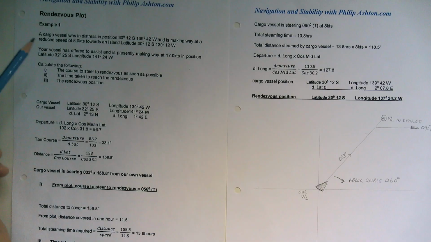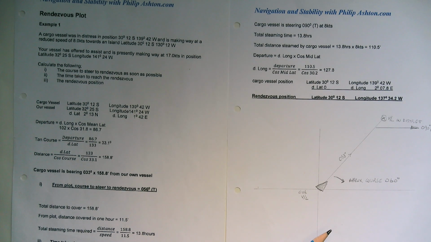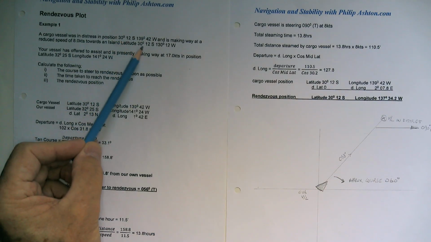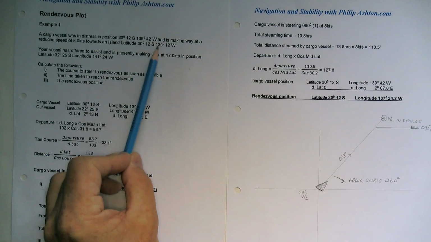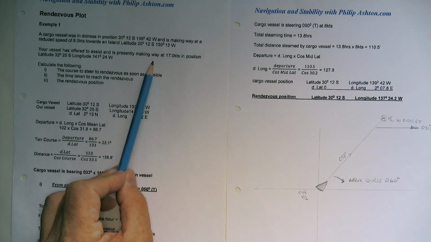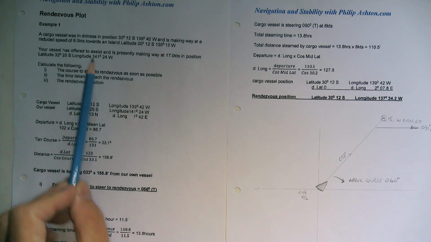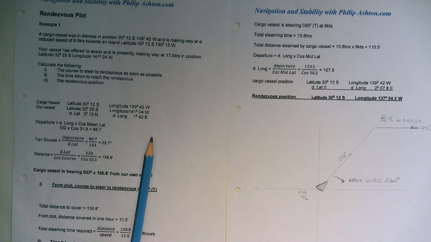Anyway, our cargo vessel in distress position is given, and it's making way at 8 knots to the position here. Now, because we've not been given the course of the vessel in distress, which we need, if we look at the latitude, we can see it's obviously doing a course of 090 degrees when we look at the longitudes as well. So your vessel is offered to assist, and we're going at 17 knots, and our position is given. And we have to calculate the course to steer to rendezvous, the time taken, and the rendezvous position.